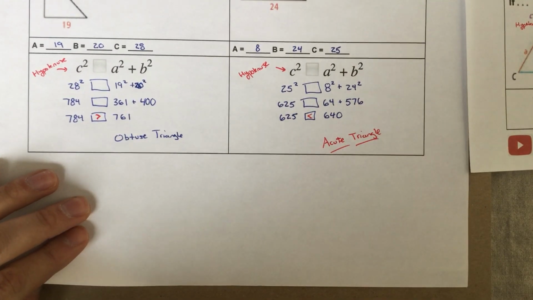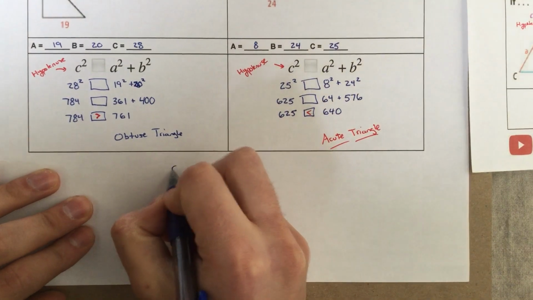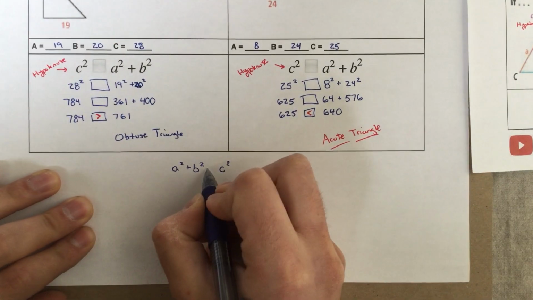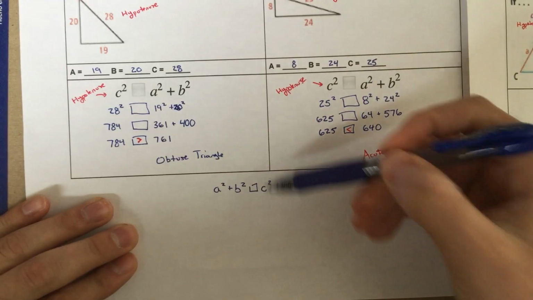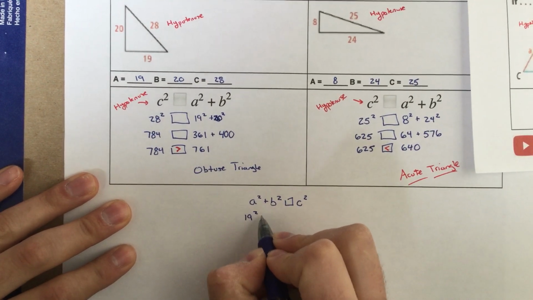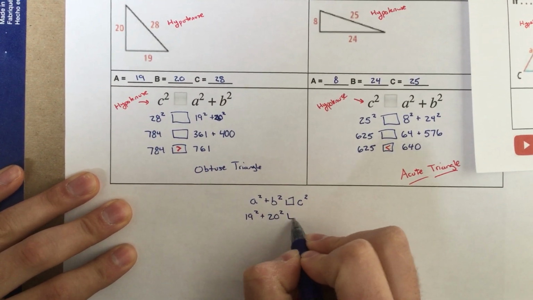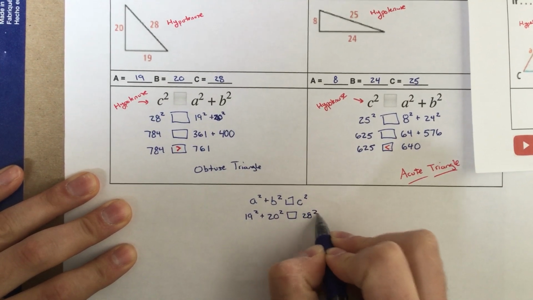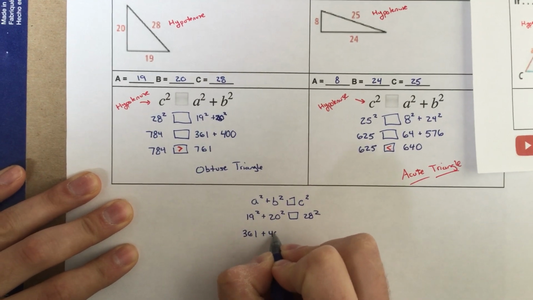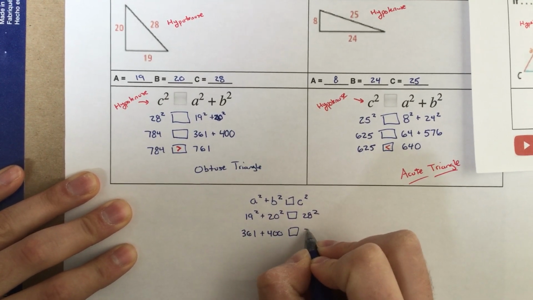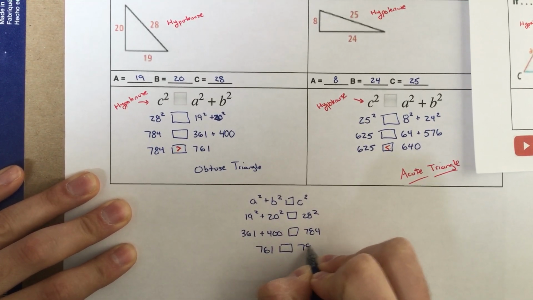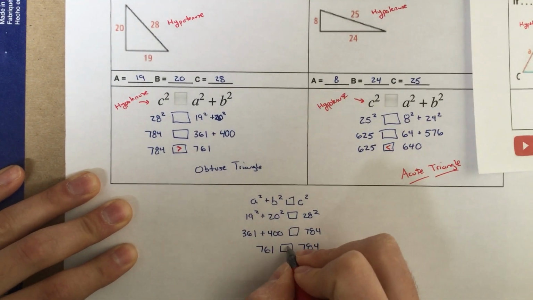I just want to show you one last thing. What if you had done it the opposite way? I mean, we're so used to seeing a squared plus b squared and c squared in this order. So let me do this first example this way instead. It will still work. I could do 19 squared plus 20 squared, unknown, 28 squared. Notice how I will still get 361 plus 400. I'll get all the way down to this step. And then you'll put in your inequality.